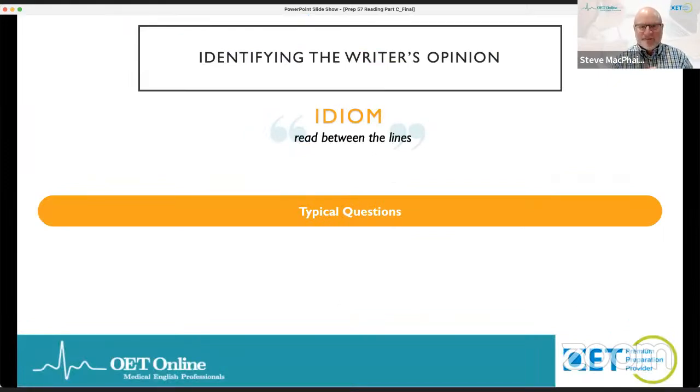So first of all, we're going to identify the writer's opinion, but to do that, we need to read between the lines. So the first question I have for everyone, what does read between the lines actually mean? You've heard of this idiom, you need to read between the lines. But what does it mean? Does it mean you actually are looking for something in invisible text between those lines? Is it a literal meaning or is it a figurative meaning to read between the lines? Type in your answers there, what you think.